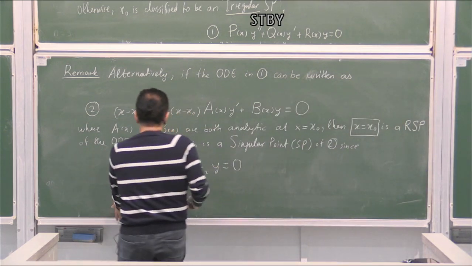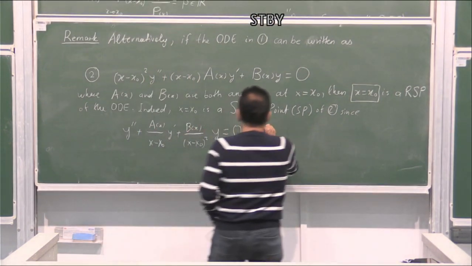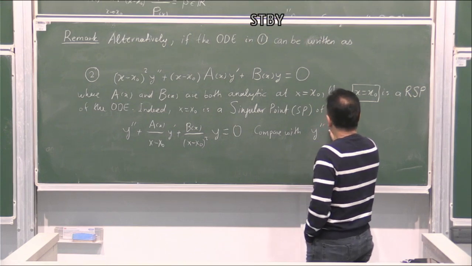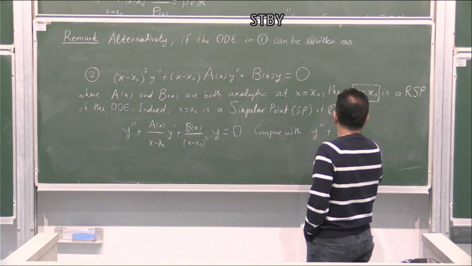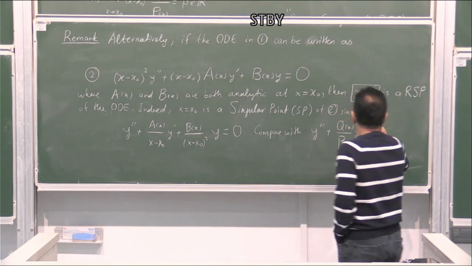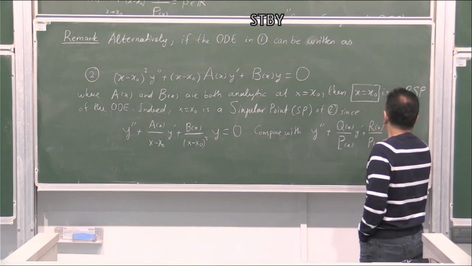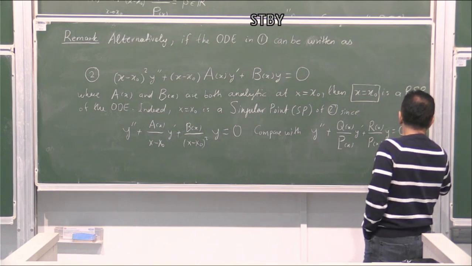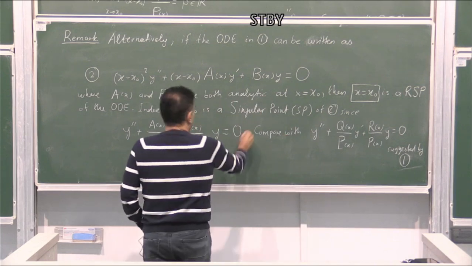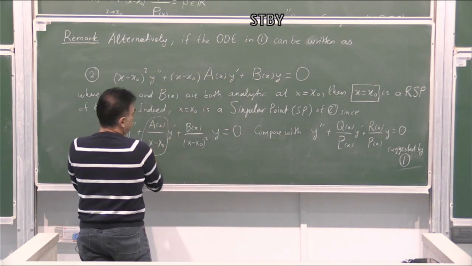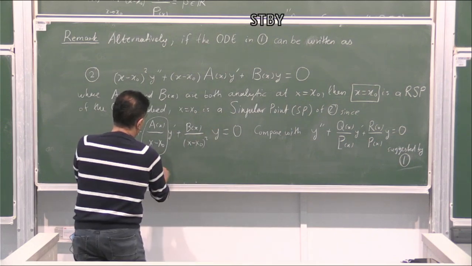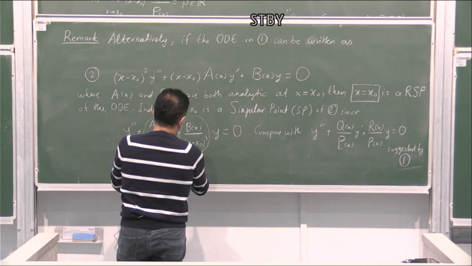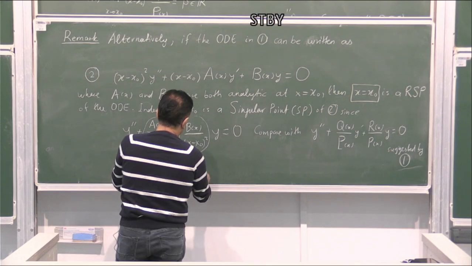Second, look in this case, okay, compare with this form suggested by 1, q of x over p of x y prime and r of x over p of x y equal to 0. Compare with that. We'll see that this coefficient in 2 corresponds to q of x over p of x, and this coefficient corresponds to r of x over p of x. Good?